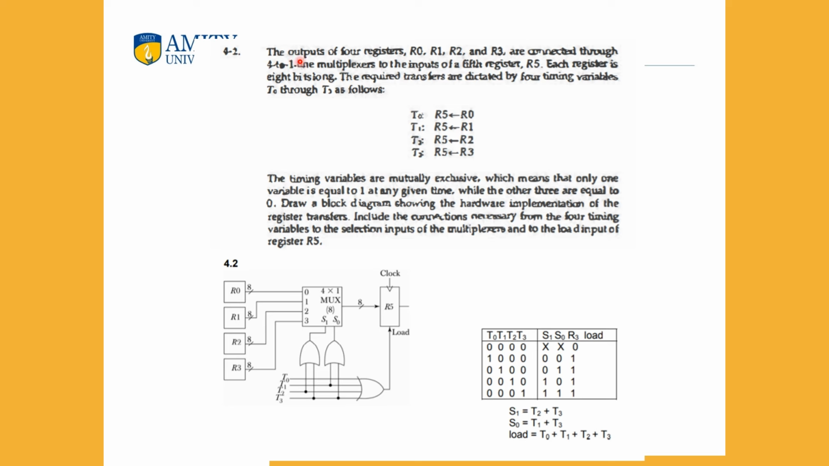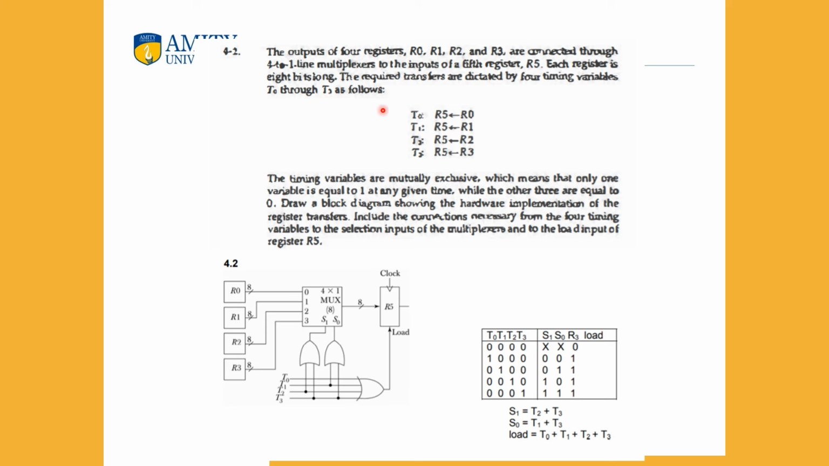This question says that the outputs of 4 registers R0, R1, R2 and R3 are connected through 4:1 line multiplexers to the inputs of the 5th register R5. Each register is 8-bit long. The required transfers are dictated by 4 timing signals, T0 all the way to T3.